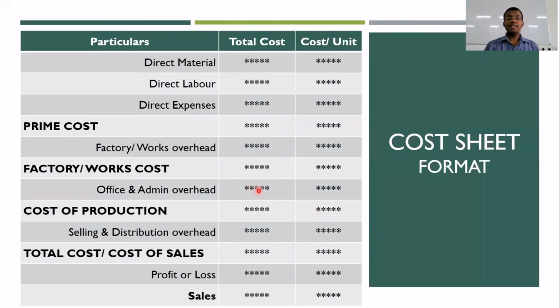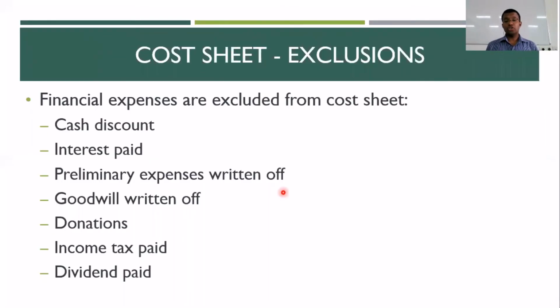What are the items which are excluded from the cost sheet? What you have to remember is any financial expense, it is excluded from the cost sheet. Any form of financial expense does not get considered as a part of your preparation of cost sheet. It would be considered in your trading account and your profit and loss account.